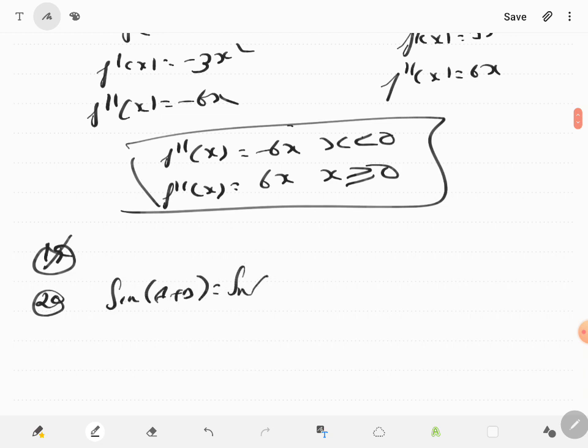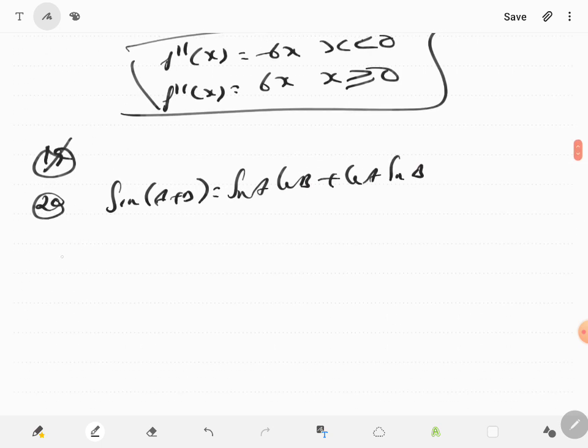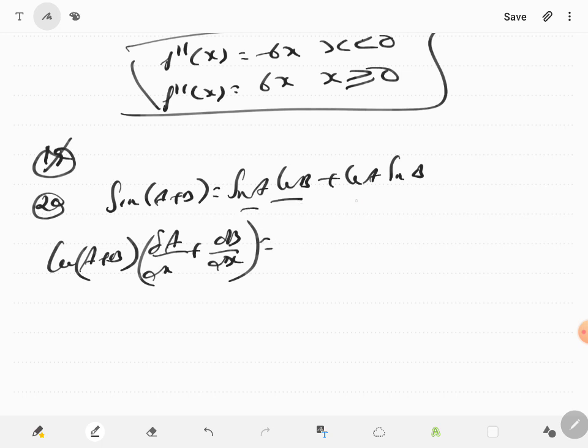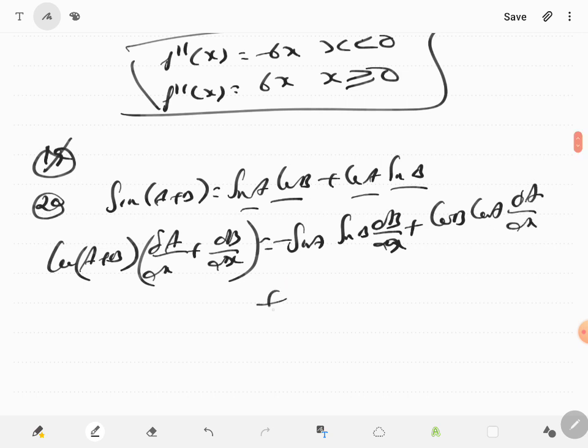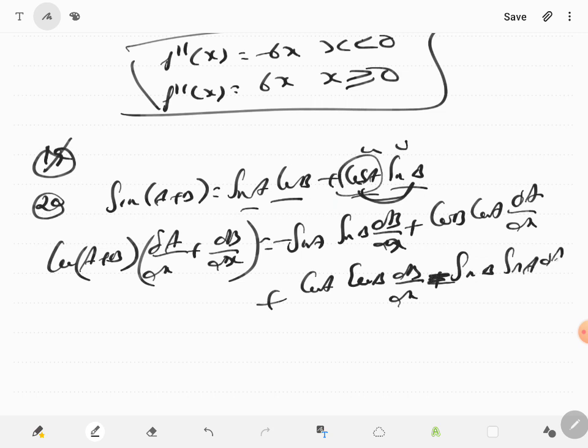You know, it is sin a cos b plus cos a sin b. Using differentiation, you have to find the formula for cos(a+b). So differentiating, you get cos(a+b) into dA by dx plus dB by dx is equal to, this has to be done as u and v, sin a into minus sin b into dB by dx plus cos b into cos a into dA by dx, plus this has to be done as u and v again, which is cos a into cos b into dB by dx plus sin b into differentiation of cos a, which is minus sin a into dA by dx.